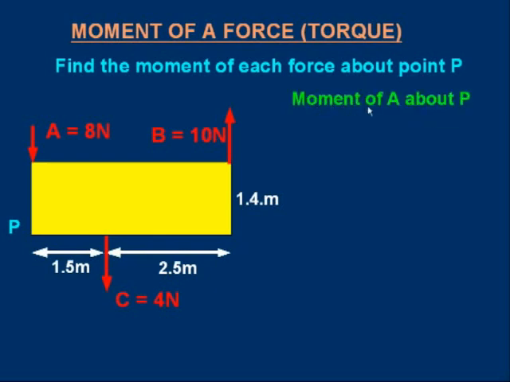Moment of A about P, we don't have to draw the line of action because it is obvious. It goes down through P here. That's 0 distance from P. So the moment of A about P is 8 times 0, which is equal to 0. And it makes sense, because if a line of action passes through a point, there is no moment about that point, really.